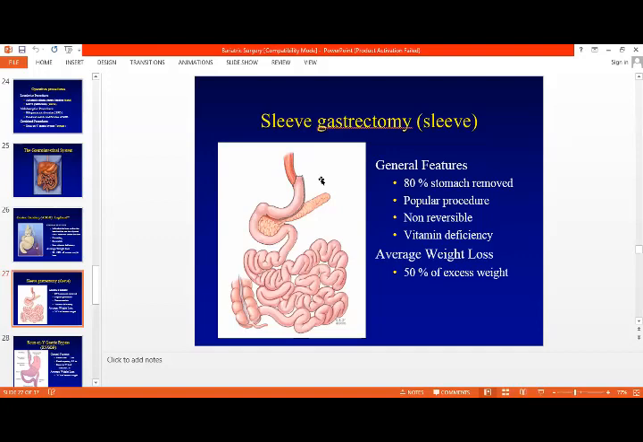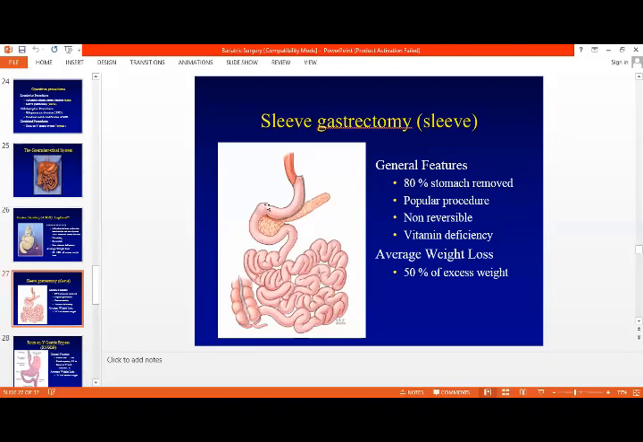But the disadvantage is that it is a non-reversible procedure. Once the stomach is removed, you cannot place it back, and if the person wants it back, it cannot be done. So this has to be told to the person, that this is not a reversible option. The second disadvantage is that when you remove so much of the stomach, intrinsic factor, vitamin and iron deficiencies and all these things can occur, because the rest of the stomach is removed and the patient will develop vitamin deficiency. So the patient would need lifelong vitamins.